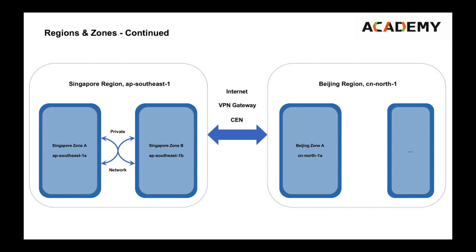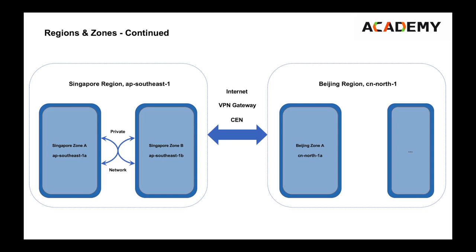You will incur a public bandwidth charge for using the public internet, or a VPN gateway charge for having a VPN tunnel, or a CEN network charge if you choose to use our enterprise multi-region private network. We do have a private network between our regions, but we charge you for bandwidth if you use that multi-region private network. That's a major distinction.